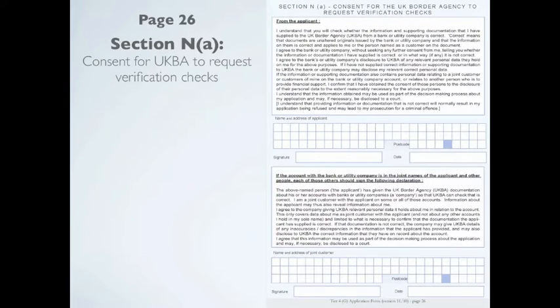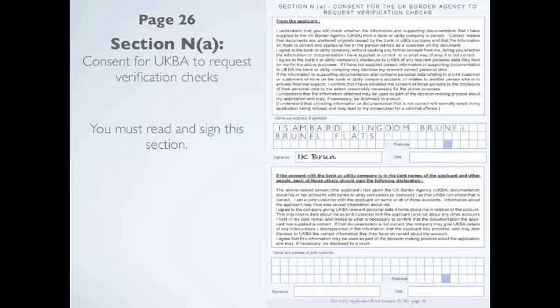Page 26 and 27, Section NA. Consent for the UK Border Agency to request verification checks. You must give your permission to the UKBA to allow them to make checks of any financial documents you have provided in support of your application. Make sure you read and sign this section.